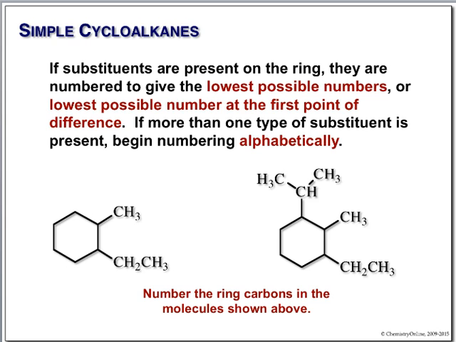Well, in our first molecule, we can have carbon one on either the methyl or the ethyl. That's going to give us a 1-2 numbering. So it doesn't matter, except we default alphabetically, and the ethyl is going to get carbon one. Over here, we have isopropyl, we have a methyl and an ethyl. Our numbering is going to be 1-2-3, regardless where we start. Therefore, we again go alphabetically, and we let our ethyl group be number one.